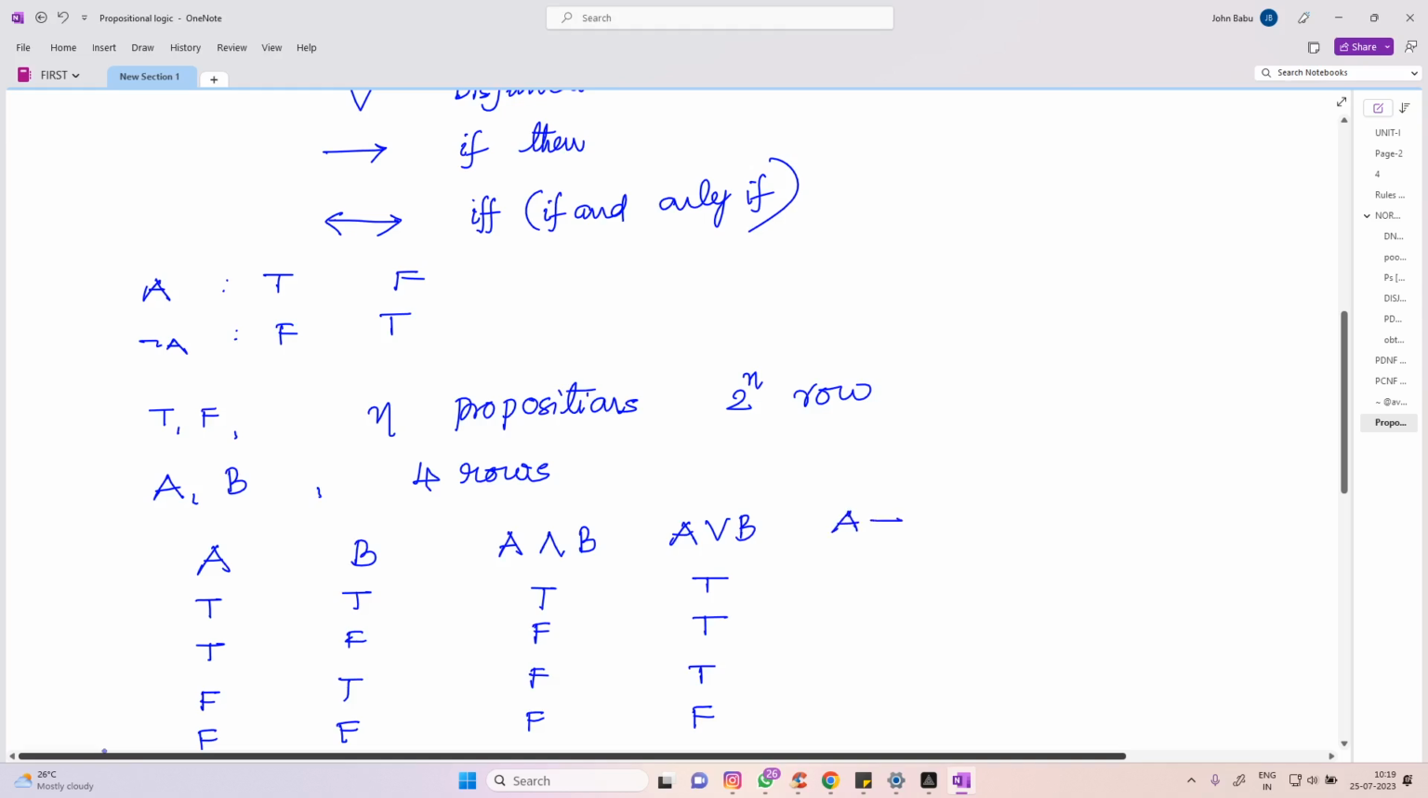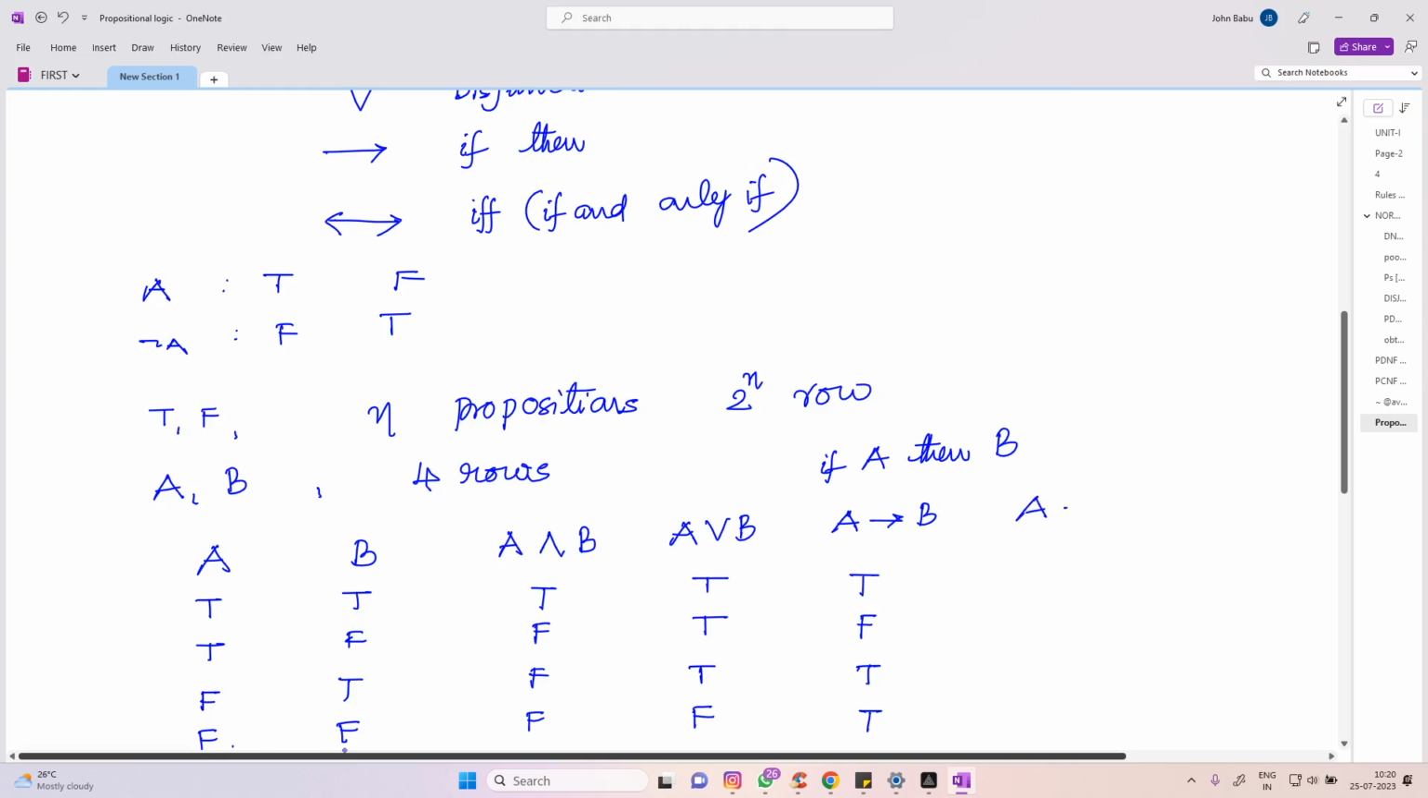Coming to A implication B, this means if A, then B. So the occurrence of A leads to the occurrence of B. So when A is true and B is true, if A is true, then obviously B will be true, so it is true. Then if A is false, irrespective of what happens to B, it is true. It is false only when A is true and B is false. So only for one case it is false.